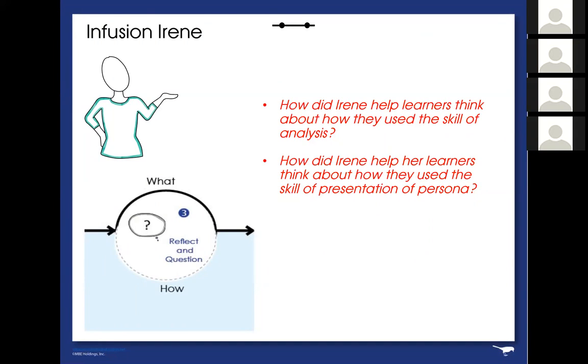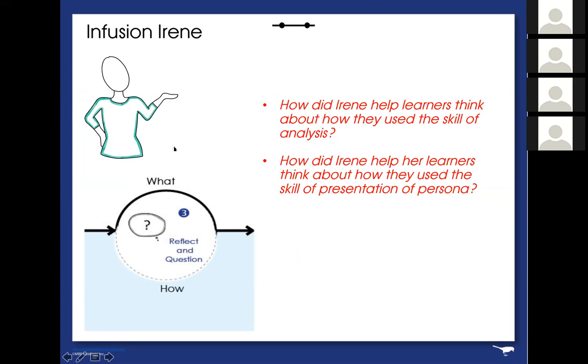How did Irene help learners think about how they used the skill of analysis? Because that's the last part of Infusion. It can't just be doing it. We have to also know that we've done it. How did Irene help her learners think about how they use the presentation skill of persona? Yeah, people are already going to the chat box. Excellent. Thank you so much.